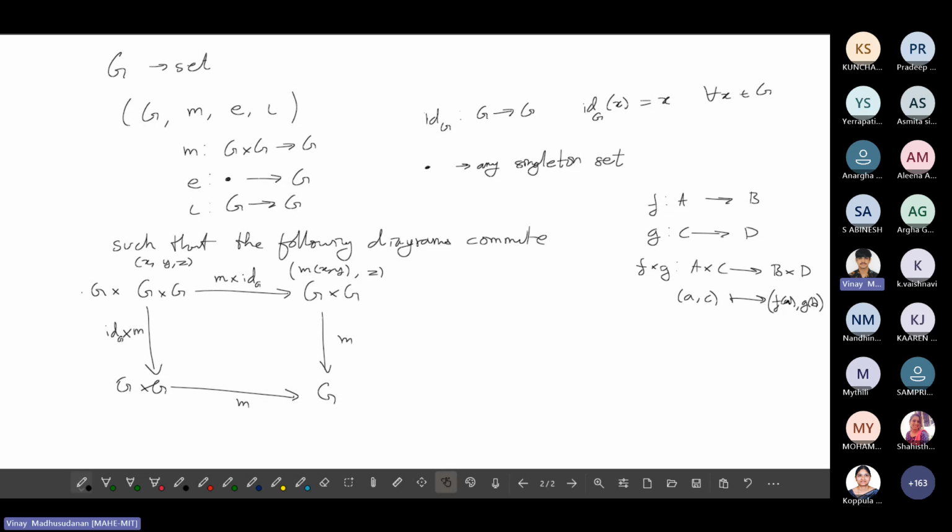Here you have to consider G as a set on which ID_G is acting, or is defined, and this second G cross G as a set on which M is defined. So again, if you take the same element (x, y, z), here it goes to x comma M of (y, z). Right. Now here there is nothing to do, so just apply M. So you get M of (x, y) comma z. When you go this way, you get M of x comma M of (y, z).